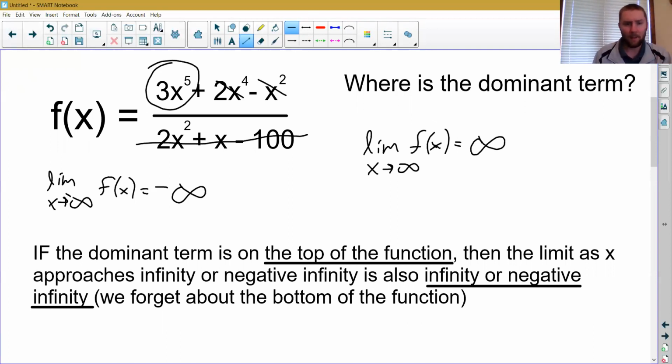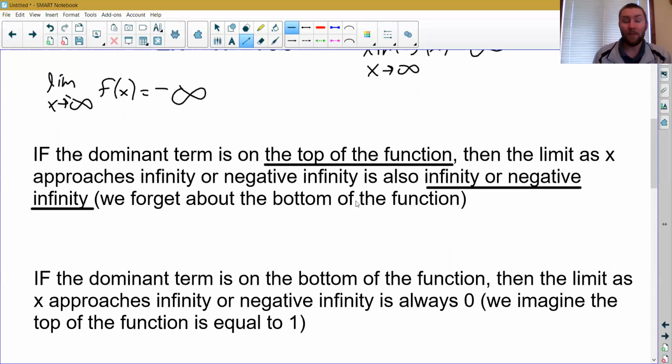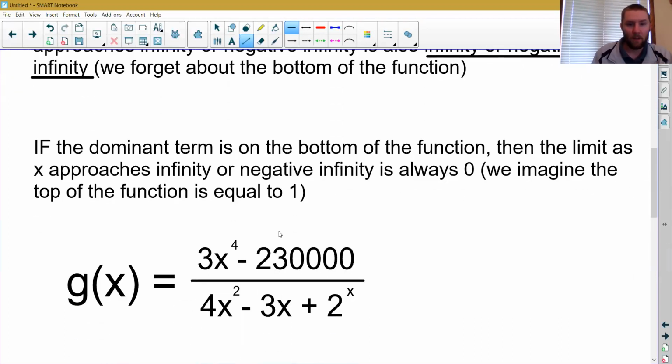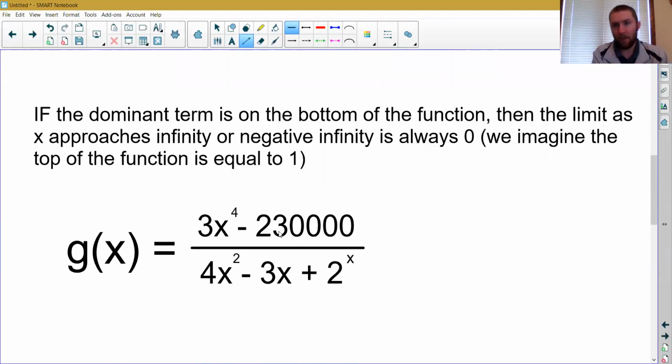Okay? Now, if the dominant term, which is what I'm worried about, is on the bottom of the function, then the limit as x approaches infinity or negative infinity is always 0, okay, no matter what, because we imagine that the top of the function is really 1, okay, and here's an example of that. Okay, so now here's a function, and if I'm looking again for the dominant term, where is the dominant term?